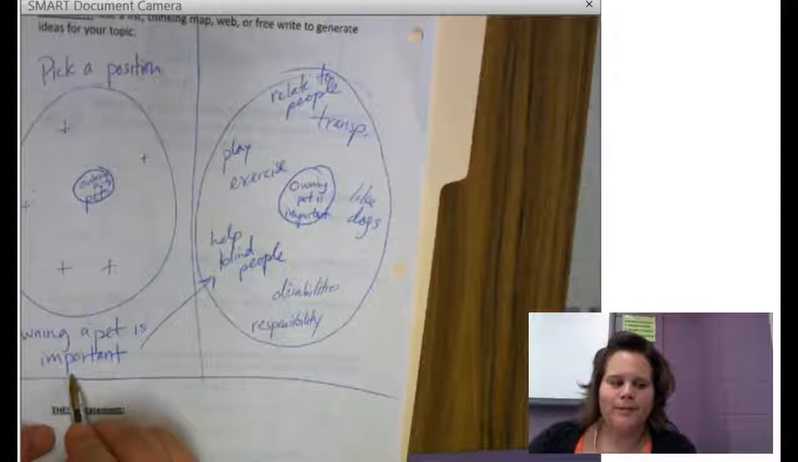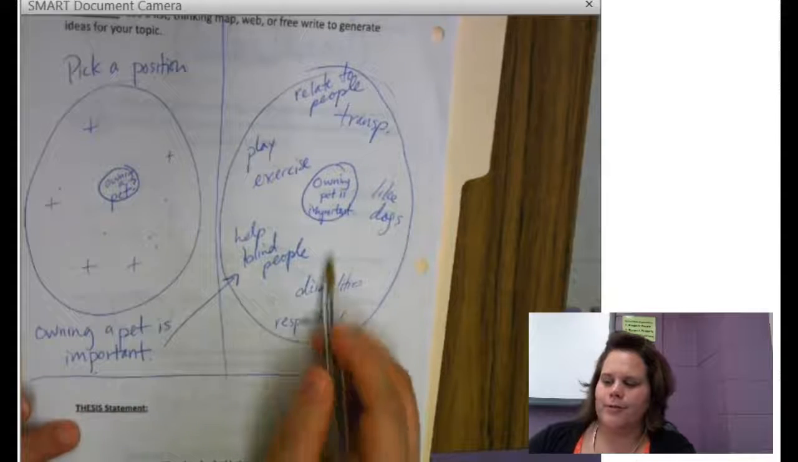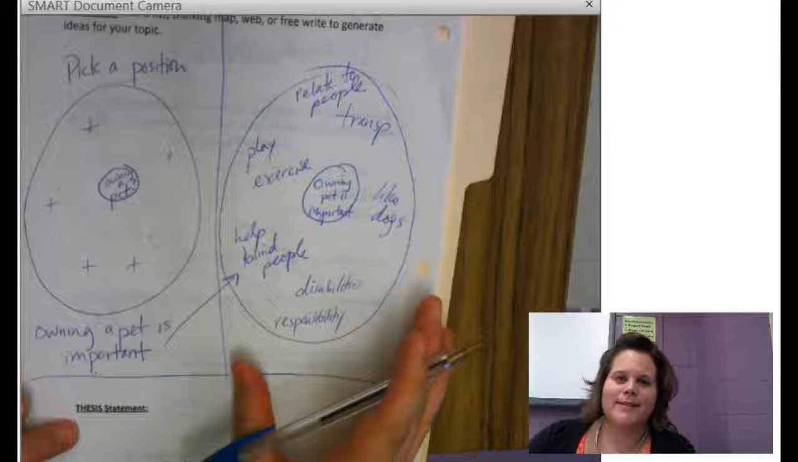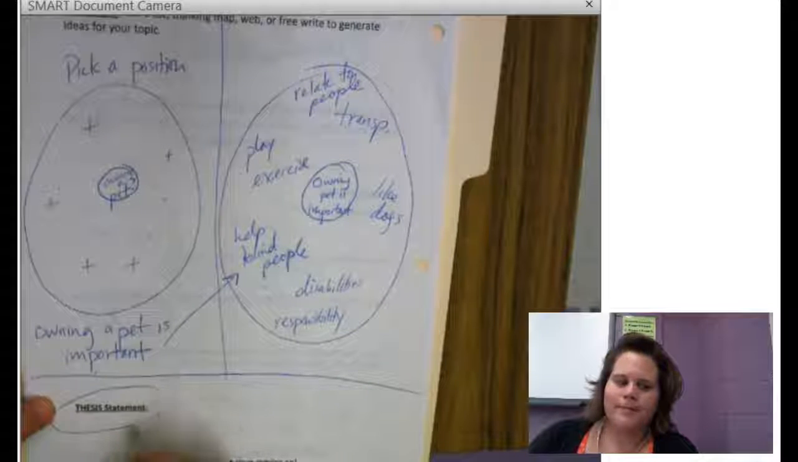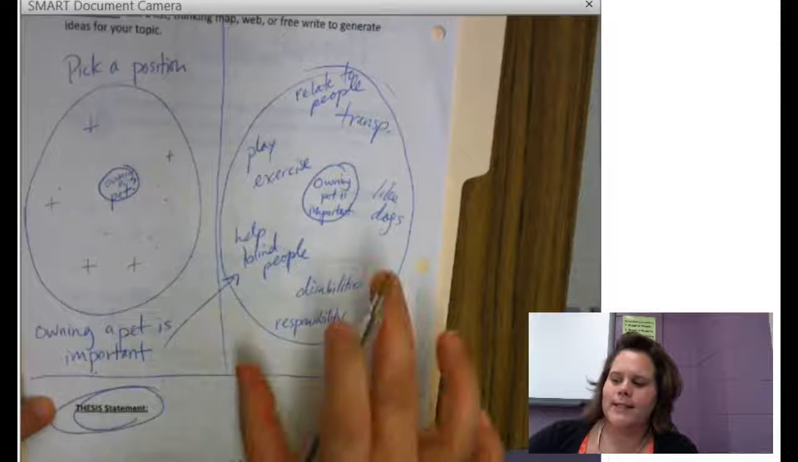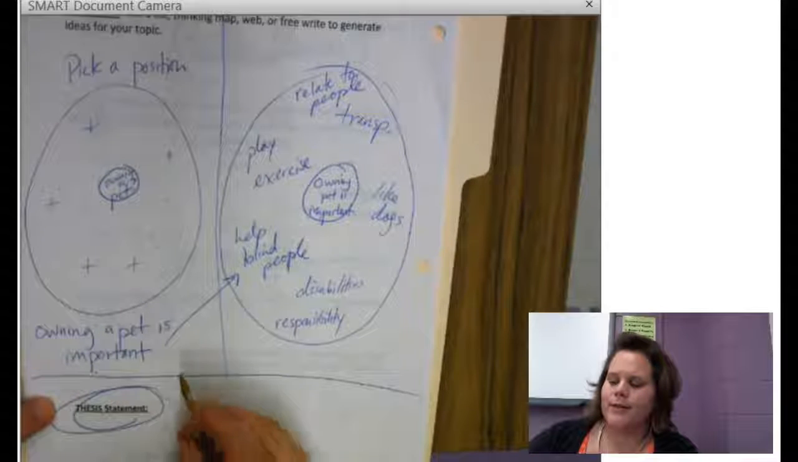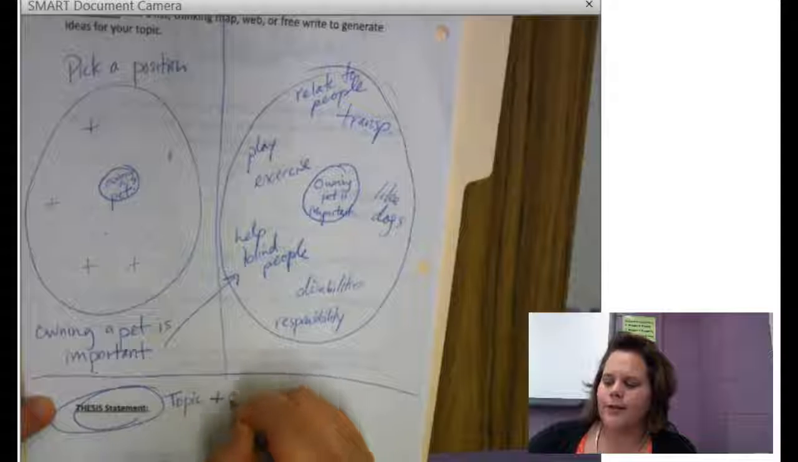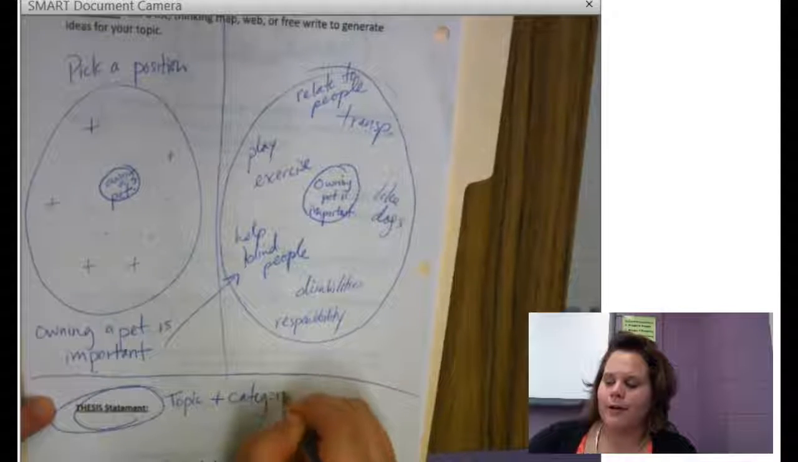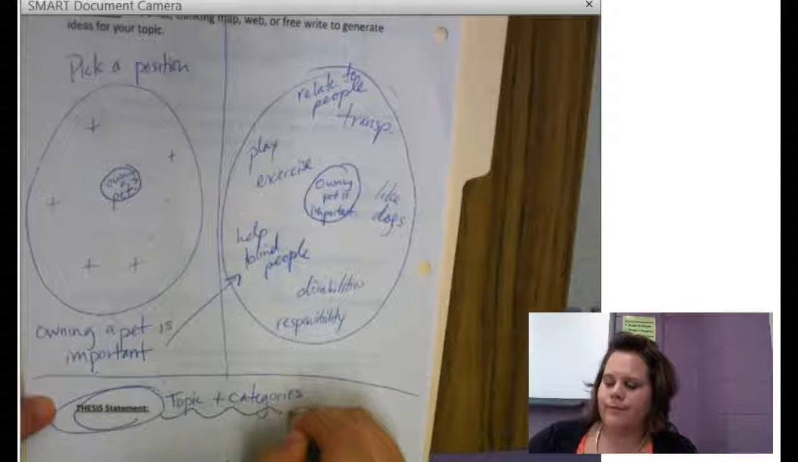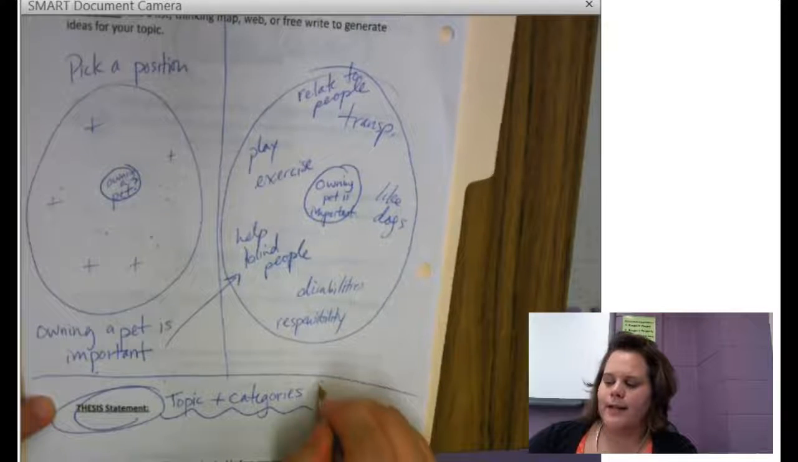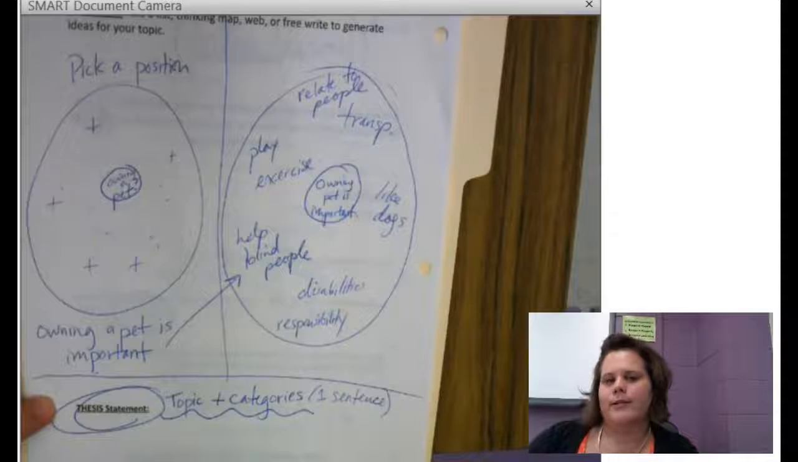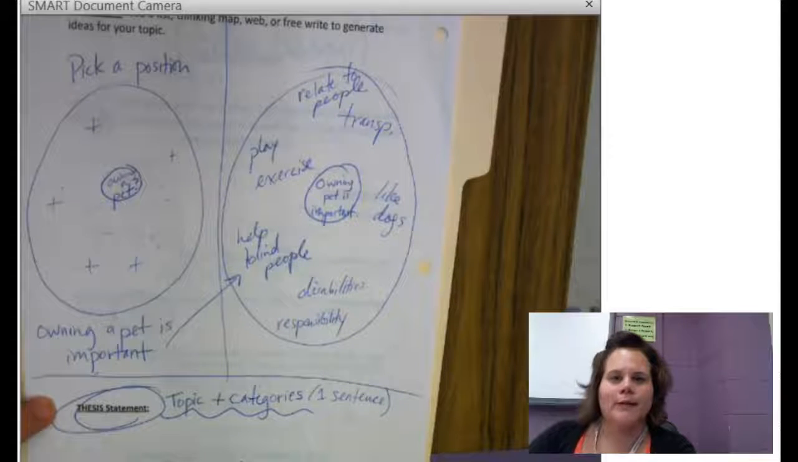Owning a pet is important. These are all the reasons we think. We don't need to write every single one of these ideas. For a thesis statement, we need to take this and come up with categories. Your thesis is your topic plus your categories, whatever those are. Your topic plus your categories in one really good sentence that would summarize your whole paper, basically in one sentence.